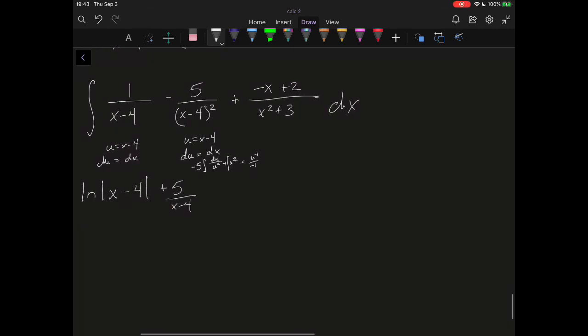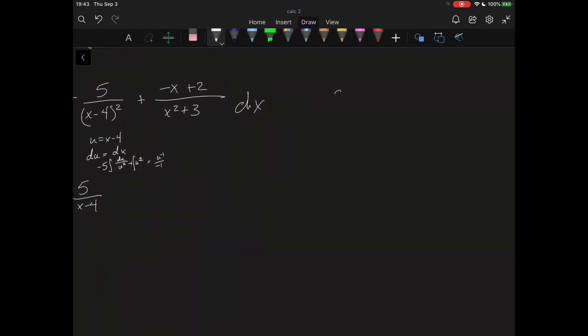Now the next one is a little tricky, so let's go ahead and do that on the side and then bring it back. So we're looking at negative the integral of x minus 2 over x squared plus 3. Let's go ahead and break this up into two separate integrals. So we can break this up into negative integral of x over x squared plus 3, plus the integral of 2 over x squared plus 3, with a dx on everything.